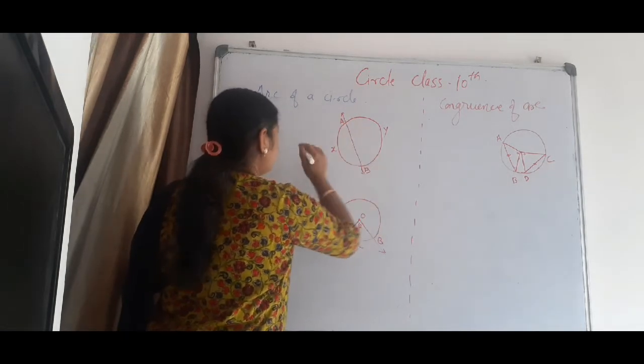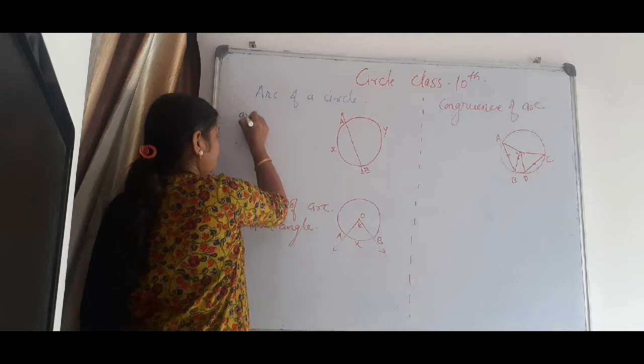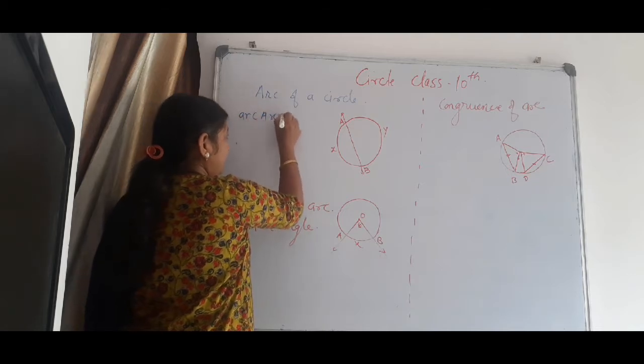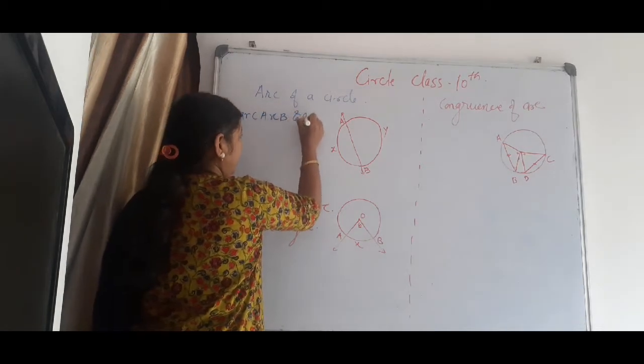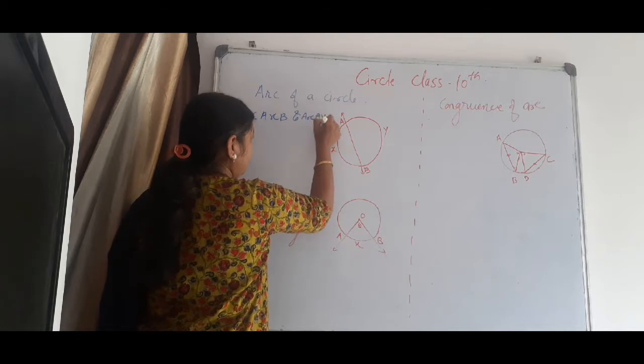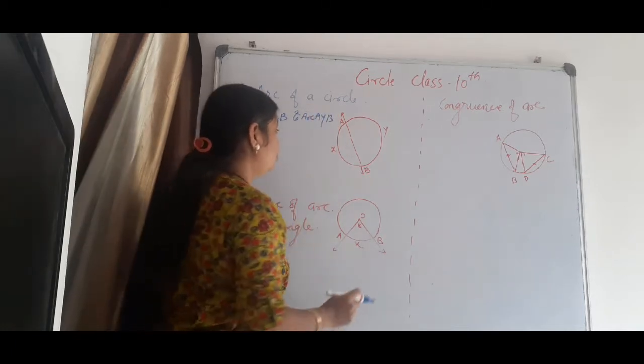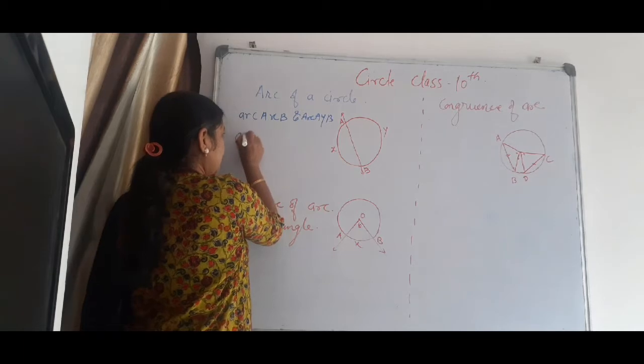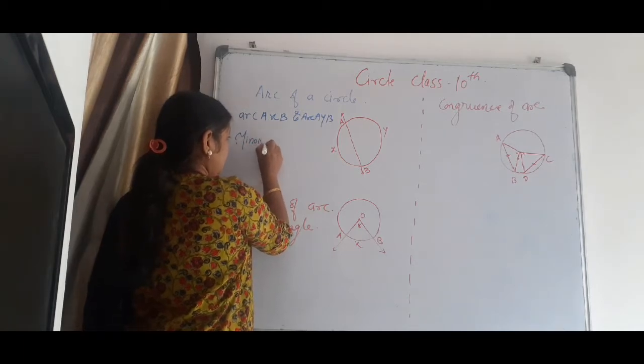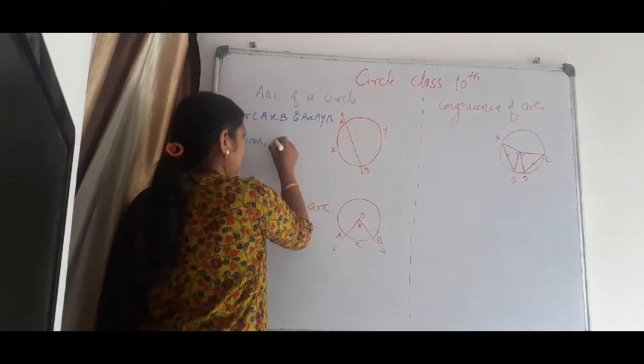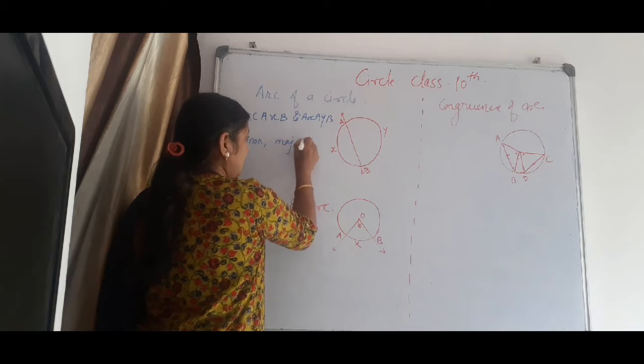Now AXB is the first arc and AYB is the second arc. These are the two arcs. The smaller arc is called the minor arc and the bigger arc is called the major arc.